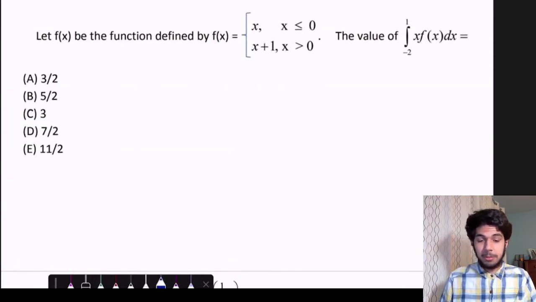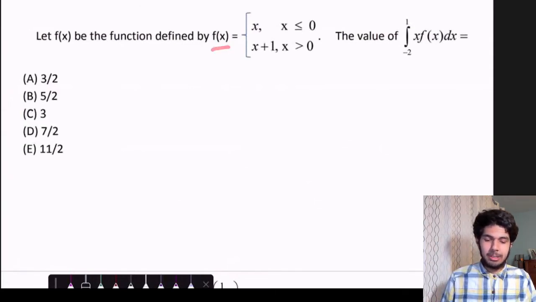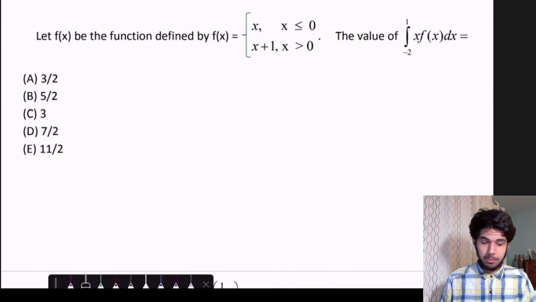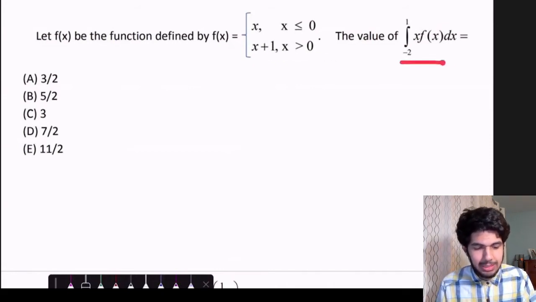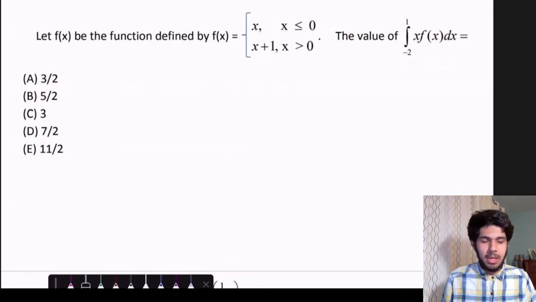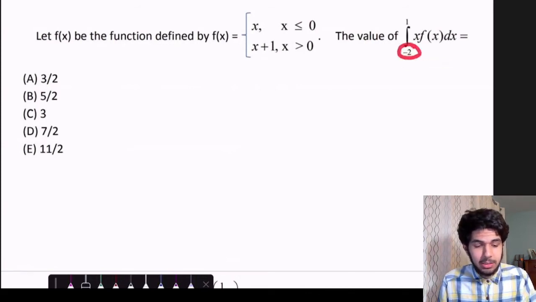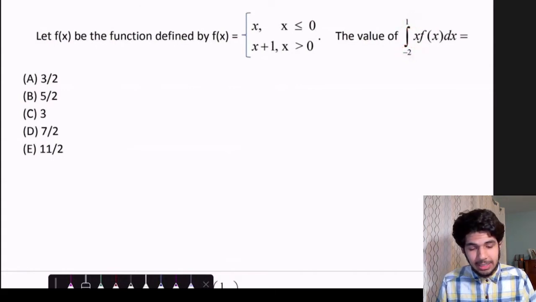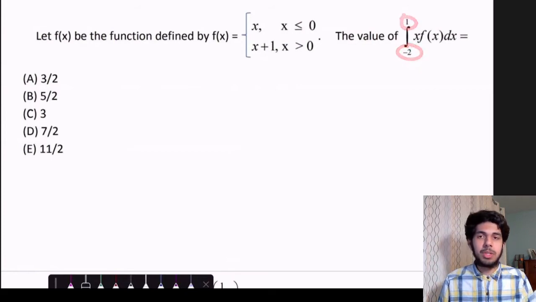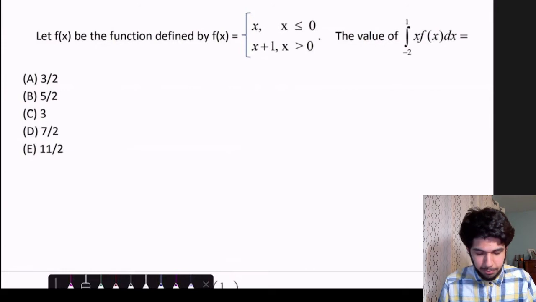So now we have a piecewise defined function, and it's broken apart when x equals 0. And we're trying to find this integral right here. The first thing we'll notice is that the limits go from -2 to 1. And since 0 is in between this range from -2 to 1, a good idea would be to split apart the integral at that point.